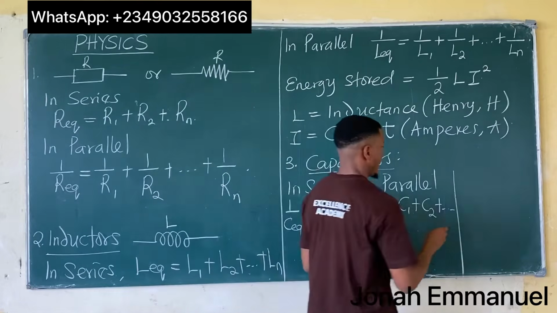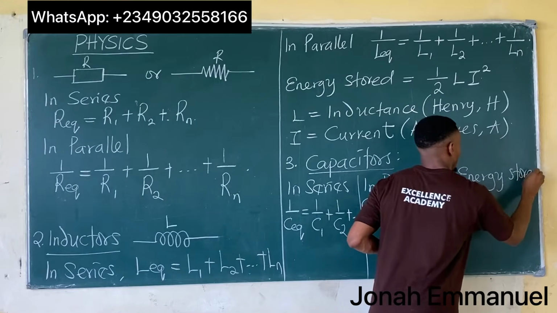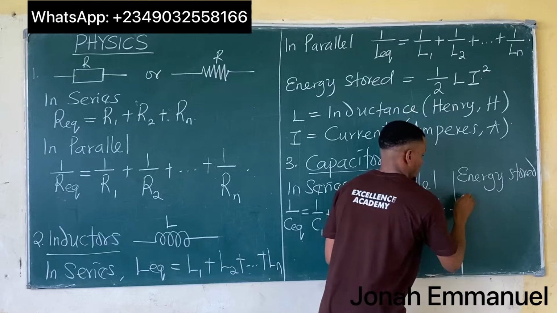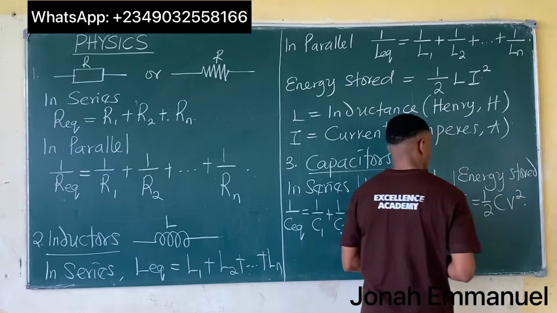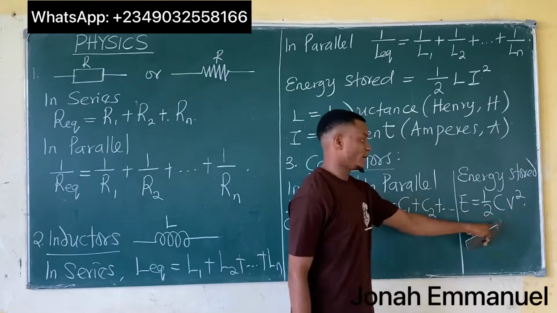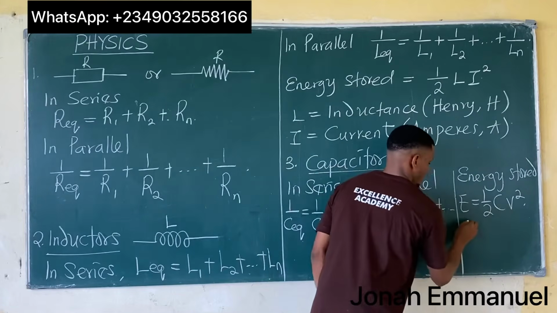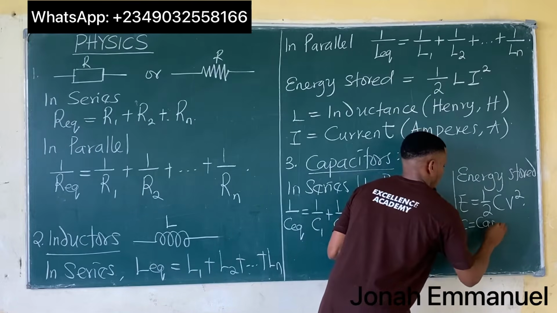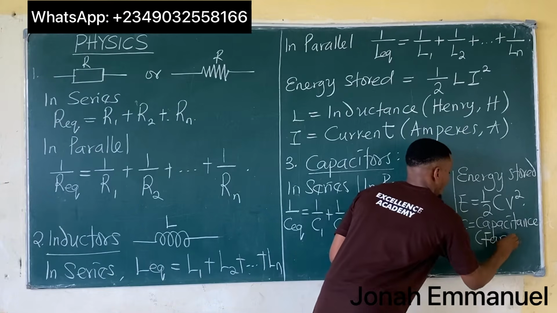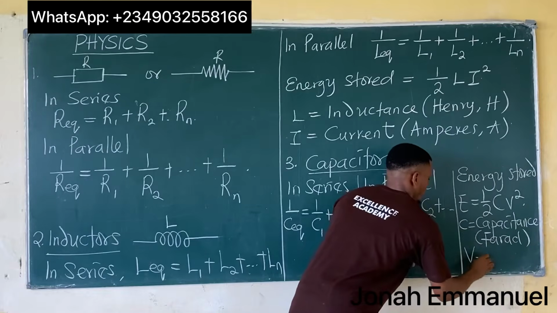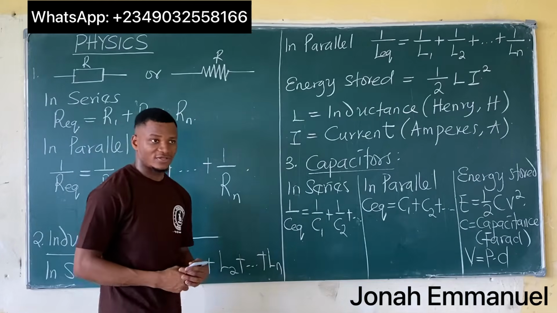And then finally, energy stored in a capacitor. Energy stored in a capacitor is E equals half CV squared. Please, this is the formula for the energy stored in a capacitor. Alright? C represents capacitance. Capacitance is in farad, and V is equal to PD, that's potential difference, of course measured in volts.